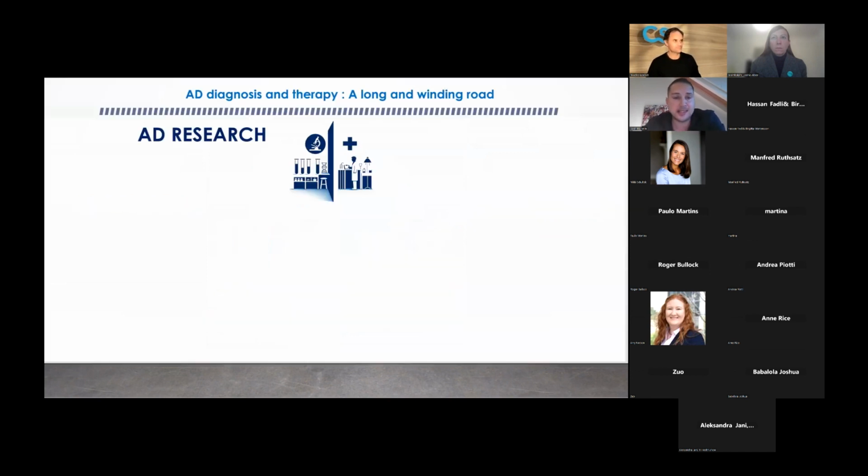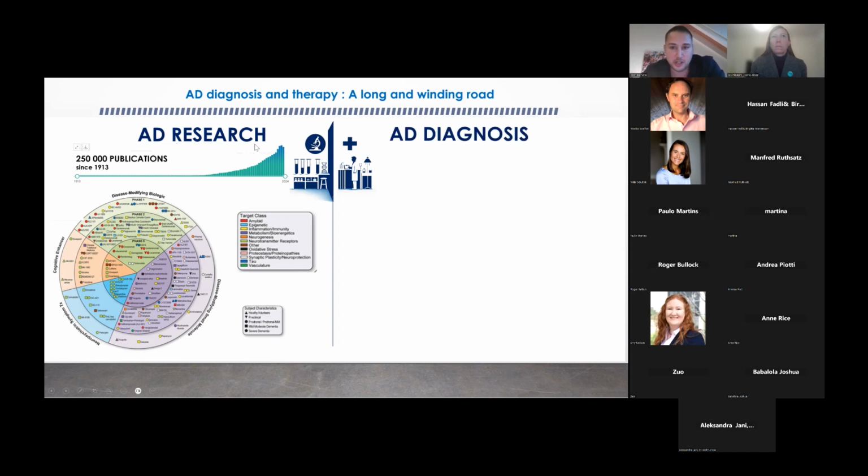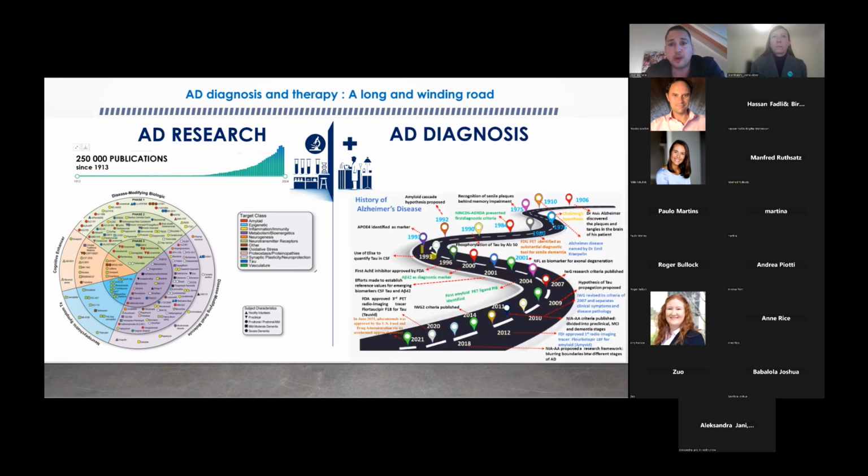Why do I say that? Because in AD research, we have approximately 250,000 publications to explain that we can restore the pathology, that we understand the pathology in animal models. And all these publications focus on the development of different drugs. And as you can see here, you have the different topics of drug development, which are just the topics of AD research since the century. And on the other side, you have the diagnosis.